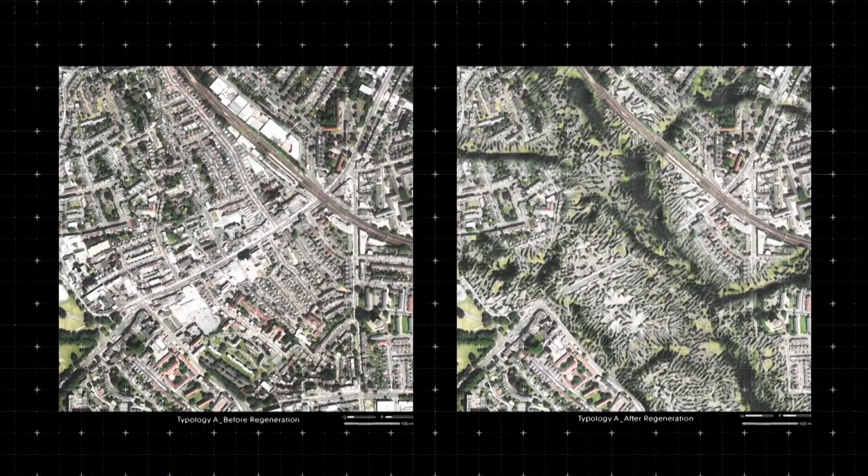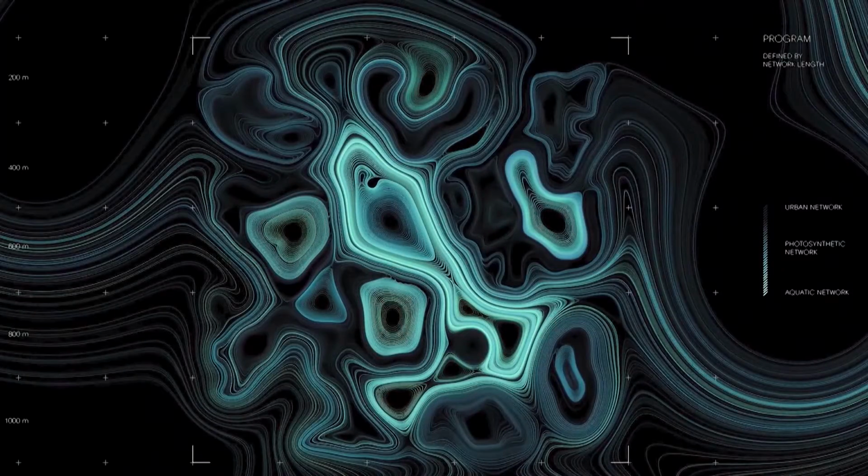By analyzing typologies A's regeneration, a non-human threshold is assigned to brightness on a reference image. This data is converted into key areas, which will serve as the basis for network development. An algorithm then creates a set of networks and assigned programs corresponding to their length.